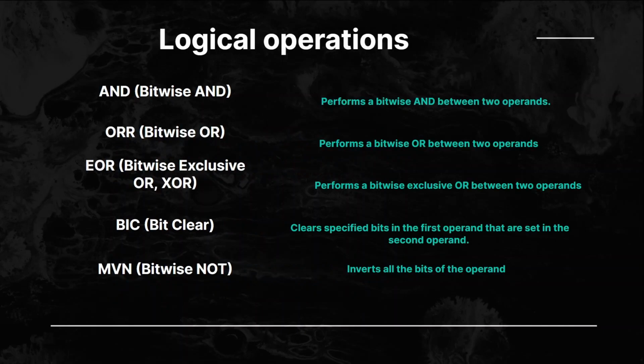The AND operation performs the bitwise AND between the two operands. The OR operation performs a bitwise OR between the two operands. EOR performs a bitwise exclusive OR between two operands. BIC clears specific bits in the first operand that we set in the second operand. MVN inverts all bits of the operand, which is similar to the NOT operation performed on the operand.